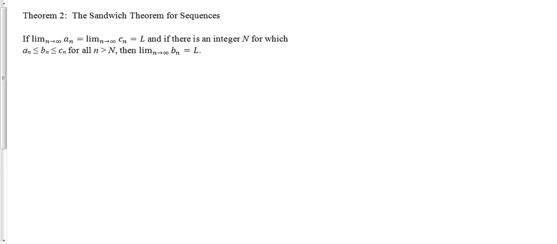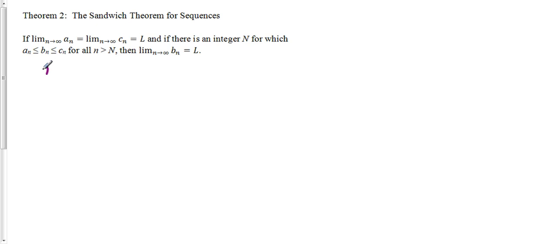So the theorem reads, if the limit as n goes to infinity of a_n is equal to the limit as n goes to infinity of c_n, and both of those limits are equal to the same thing, L, and if there's some integer N for which the terms of a_n are less than or equal to the terms of b_n, which are less than or equal to the terms of c_n, for all little n greater than big N, then the limit as n goes to infinity of b_n is equal to L. That's a lot. So let's unpack this.